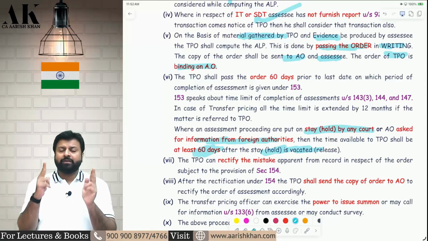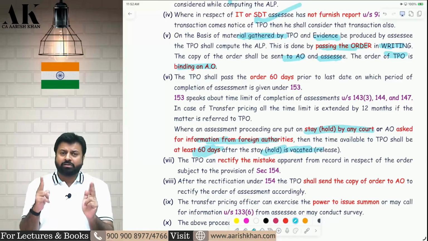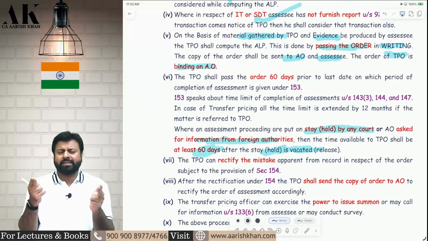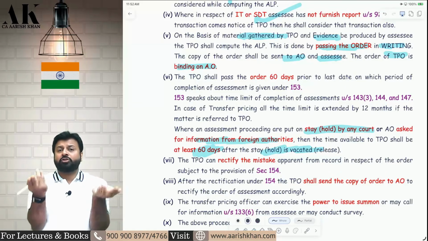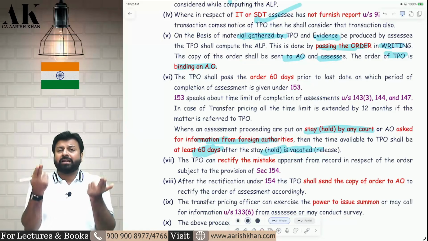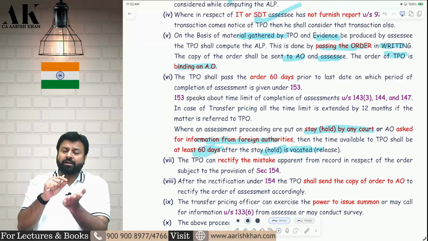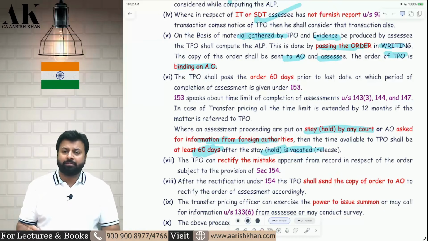So first of all, if the proceedings are kept on hold because of a court stay or because of the information they are going to get from foreign authorities, say it is kept on hold for 30 days. So whenever it is resumed, you will get the extra 30 days, and after that, whenever it is resumed, you will get an extra 60 days. Even after excluding these 30 days, at least 60 days more should be there to complete the proceeding in your case.